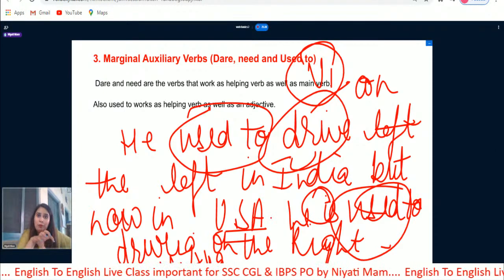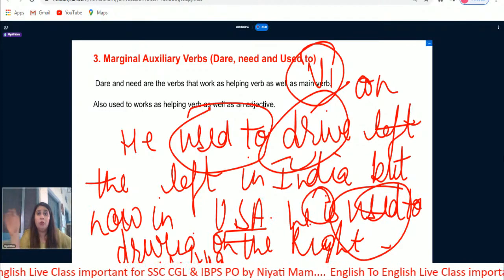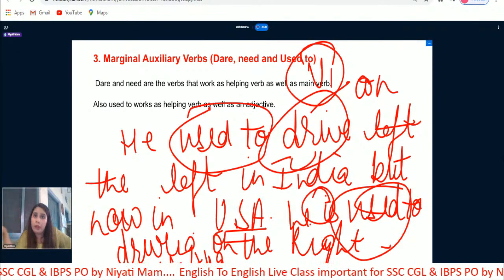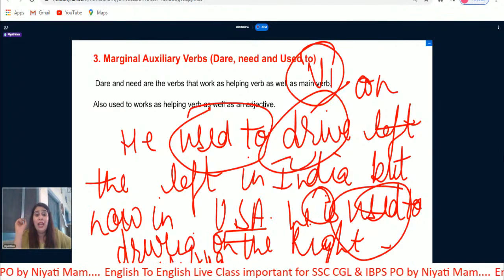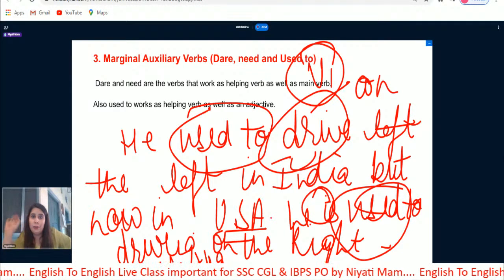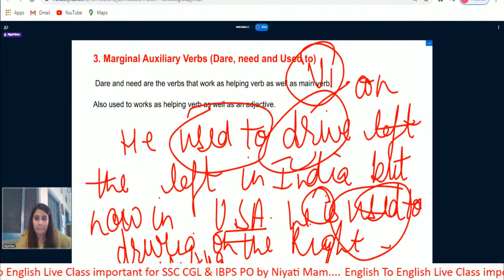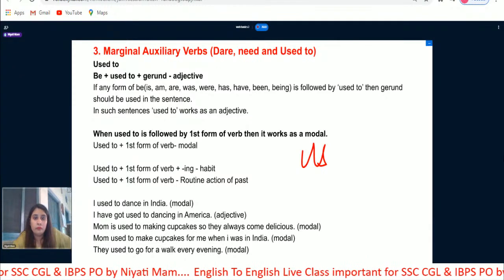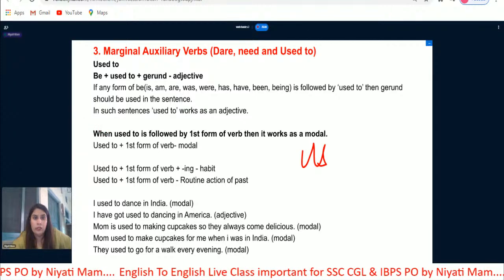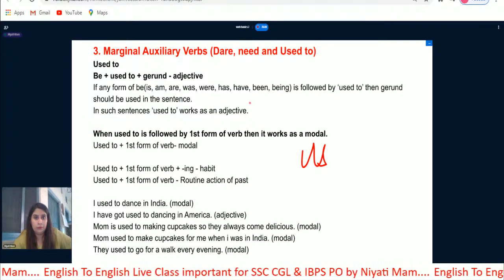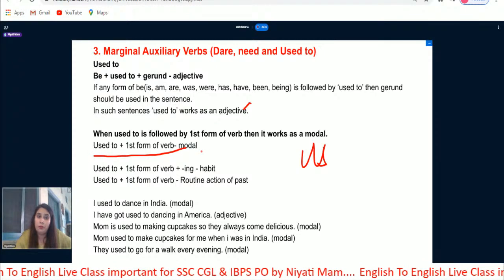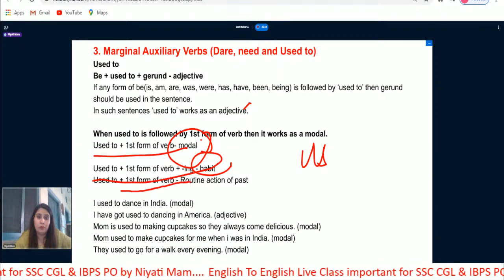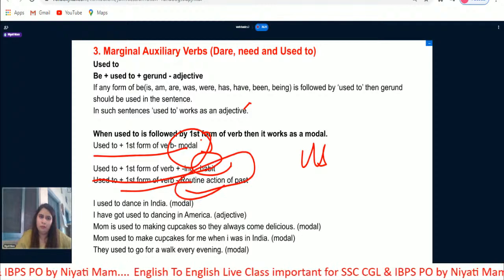If no form of be is present before used to, it would take V1 after used to. If any form of be is present before used to, it would take V1 plus ing after used to. As in, he used to drive, V1, because no be form is there. He is used to driving, V1 plus ing, because form of be is there. Used to plus first form of verb: modal. Used to plus first form of verb plus ing: habit. Used to plus first form of verb: routine action of past.